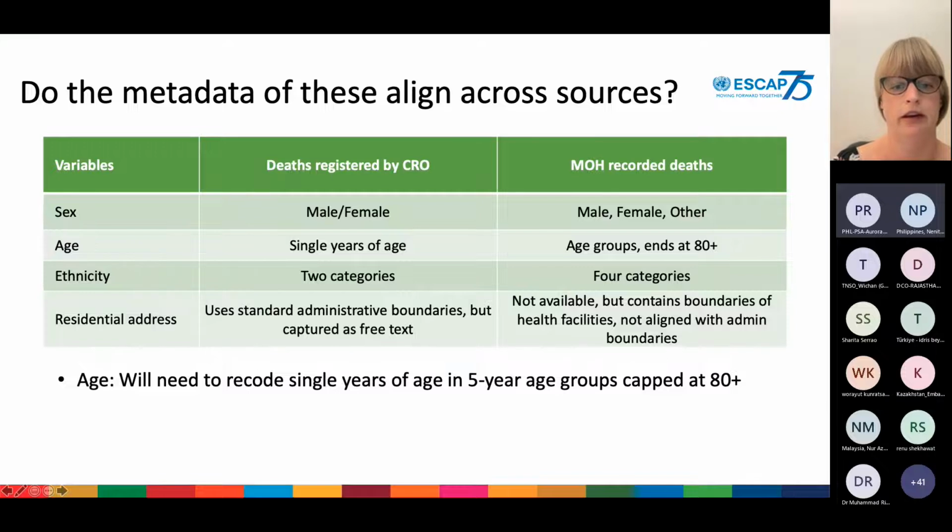Then going on to age, because the civil registry only has single years of age and the Ministry of Health has age groups, and let's say maybe they don't have date of birth or date of death for whatever reason, we are going to have to make these align. We would have to recode and create a new variable for age so that they align, such as 10 to 14, 15 to 19, and then cap our highest age group at 80 plus, so that these are the same and we can do analysis that way.